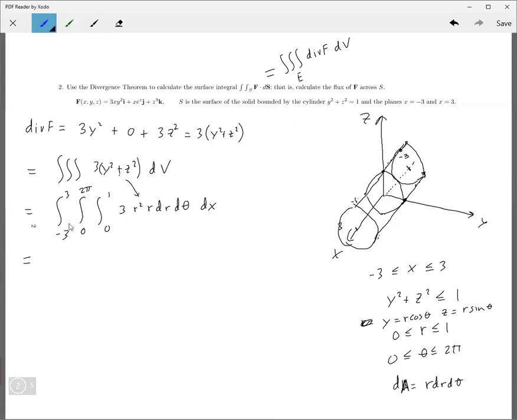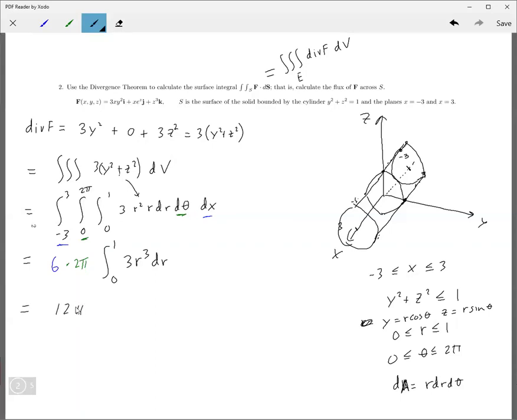Okay, so now look, there's no x's in here. No x's. So that means that we just take this one minus that one, which is 6. Then there's no thetas either. So we take that one, which is 2 pi. 2 pi minus 0, 2 pi. And this is 3r cubed dr.